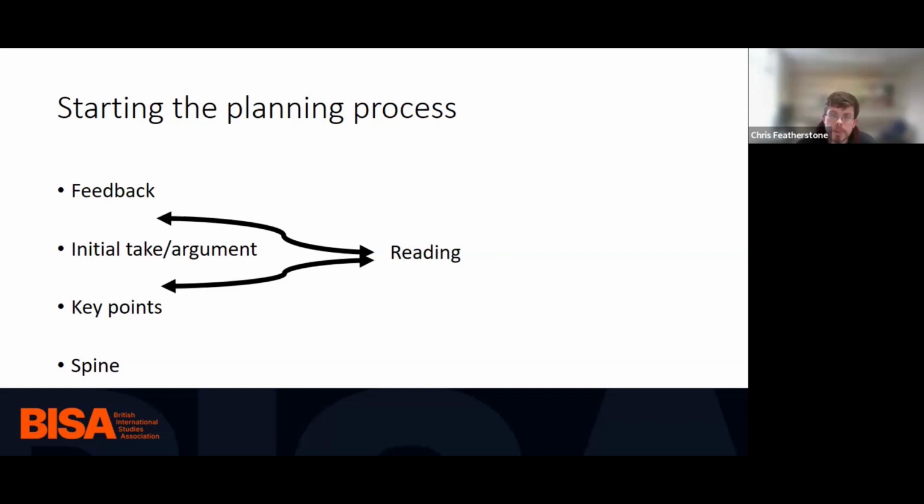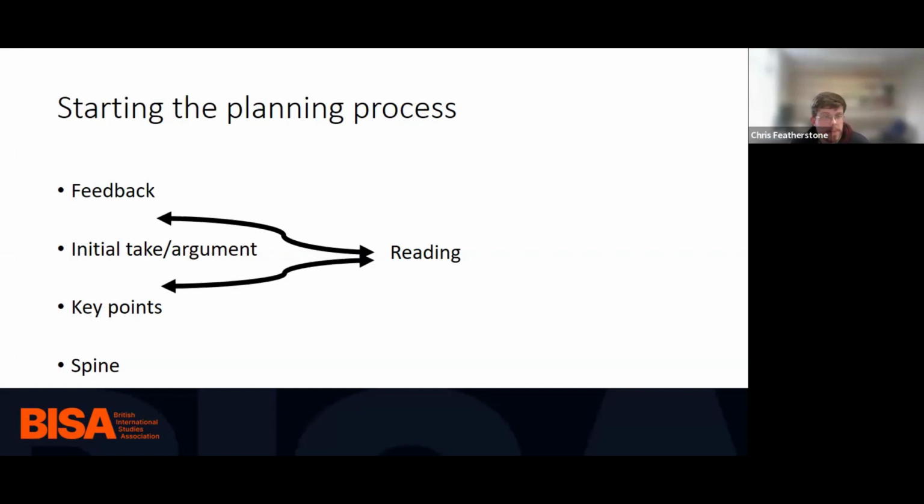Okay. And from those key points, you can then start to formulate your spine, your overarching outline of how you're going to link each point back to that question. Okay, so this is a key thing that I'm stressing to my students: the need to signpost your argument.